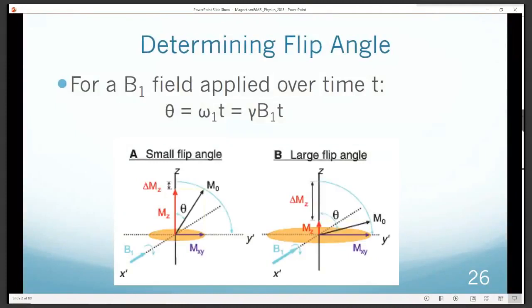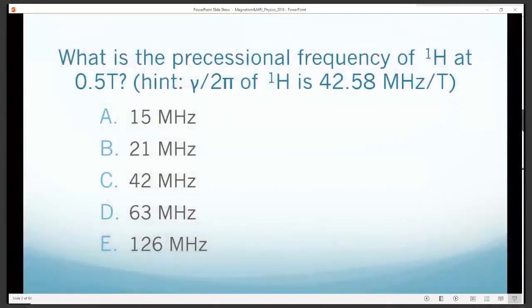The flip angle is determined by adjusting either the strength of the B1 field or the duration it is on, the T here. And so you can calibrate your flip angles based on the amplitude of your B1 field and duration. You can decide whether you want a small flip angle and only have a small amount of the transverse magnetization, or a large flip angle where almost all of your net magnetization is in the transverse plane. And this is useful for different types of pulse sequences.